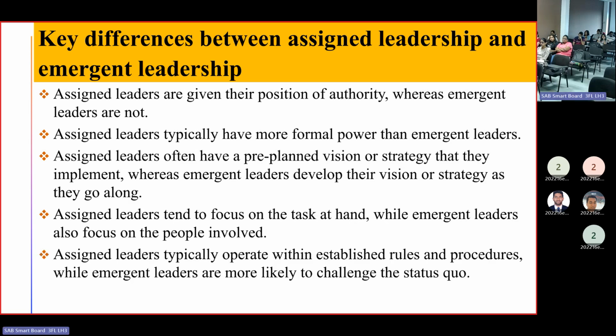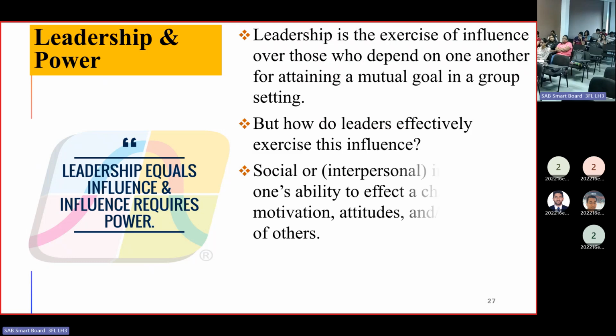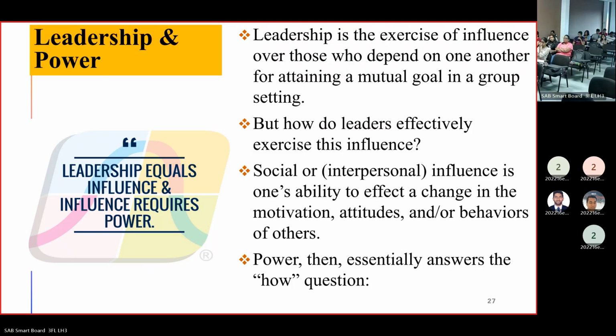For this, you can read it. The key difference I have already explained. Then there's power. Leadership is exercising influence over those who depend on another, so there should be mutuality. There's a leader, there's a follower. Without a follower, there won't be leadership. So how do you know leaders effectively exercise influence? Social and interpersonal influence. Power essentially answers the how question: how do I influence effectively?